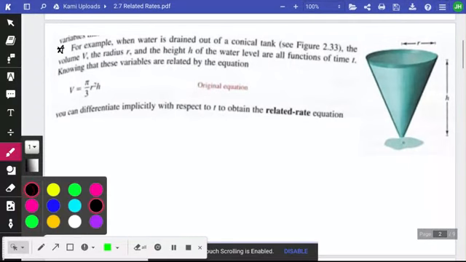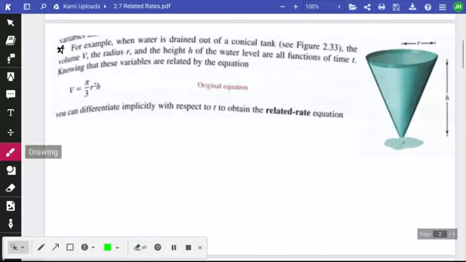Okay, so for example, the example is when water is drained, and this is more of a definition and conversation about related rates. When water is drained from a conical tank, this is our figure, the volume, the radius, and the height and the water level are all functions as a result of time. Okay, so as time goes on, the water level goes down. As time goes on, the volume goes down.